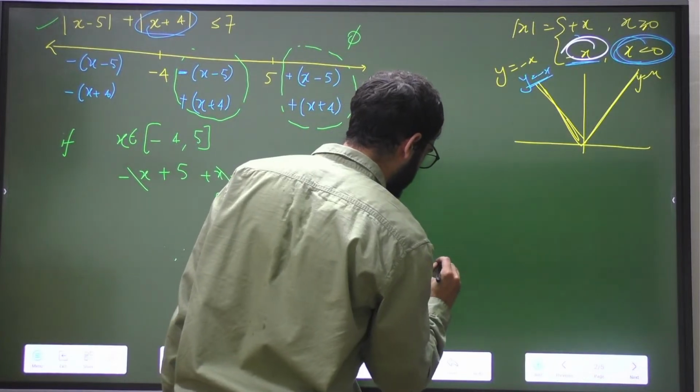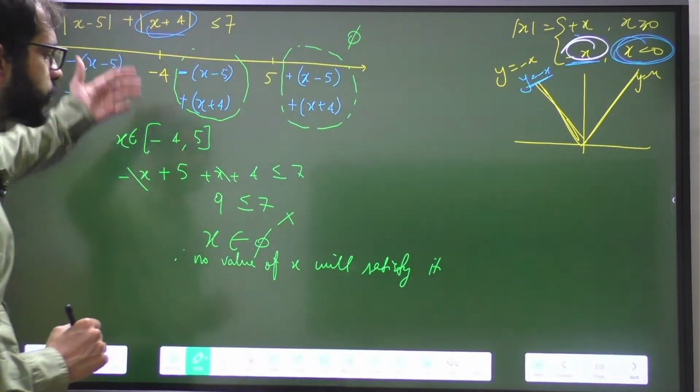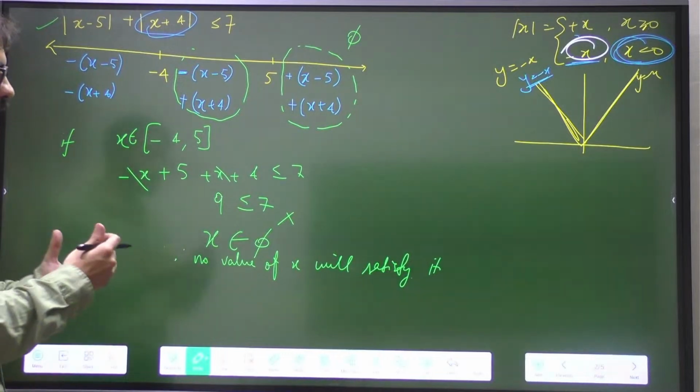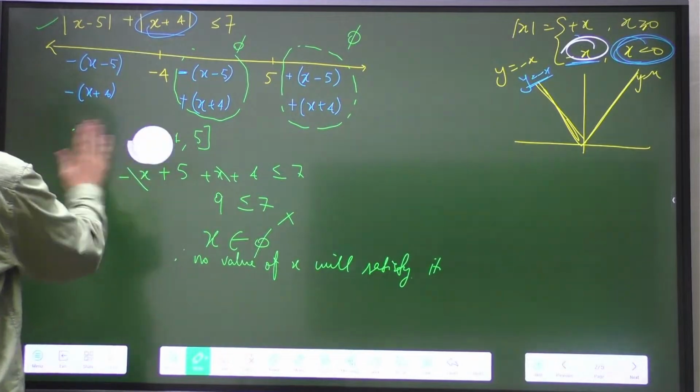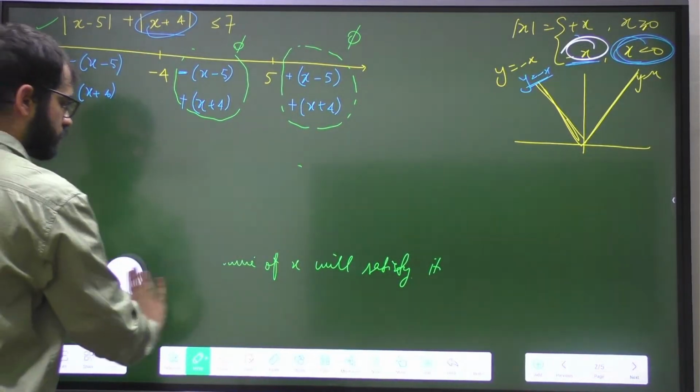There is no value of x that is going to satisfy the expression, so we can say that x belongs to the null set. Now let's have a look at the third condition.